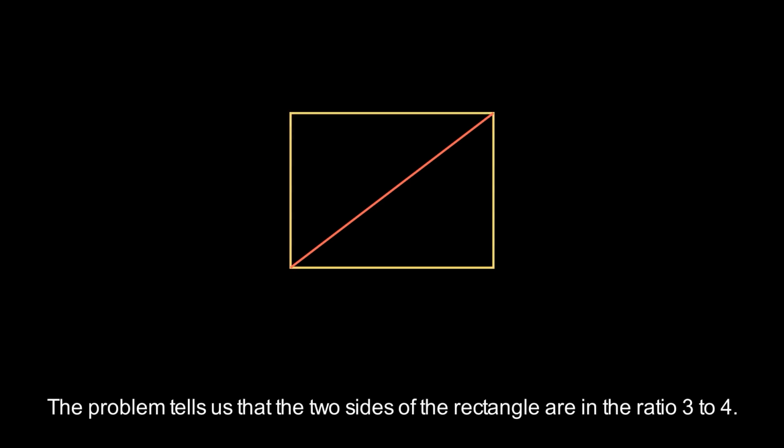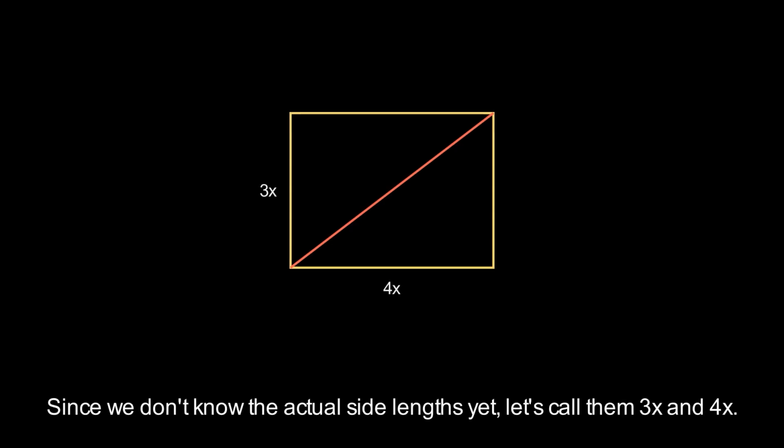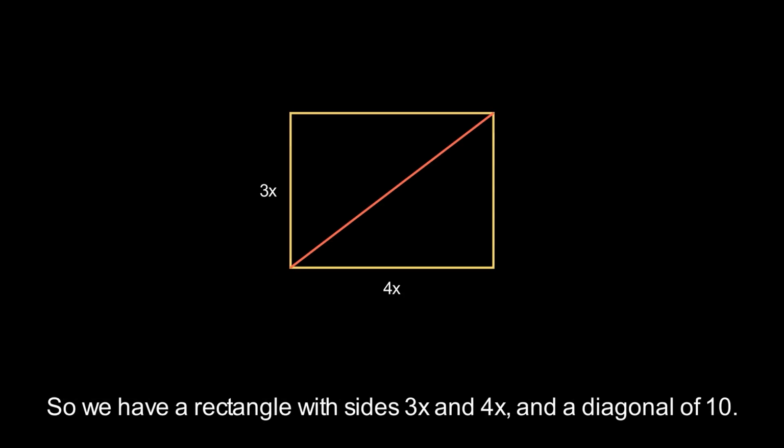The problem tells us that the two sides of the rectangle are in the ratio of 3 to 4. Since we don't know the actual side lengths yet, let's call them 3x and 4x. So we have a rectangle with sides 3x and 4x and a diagonal of 10.